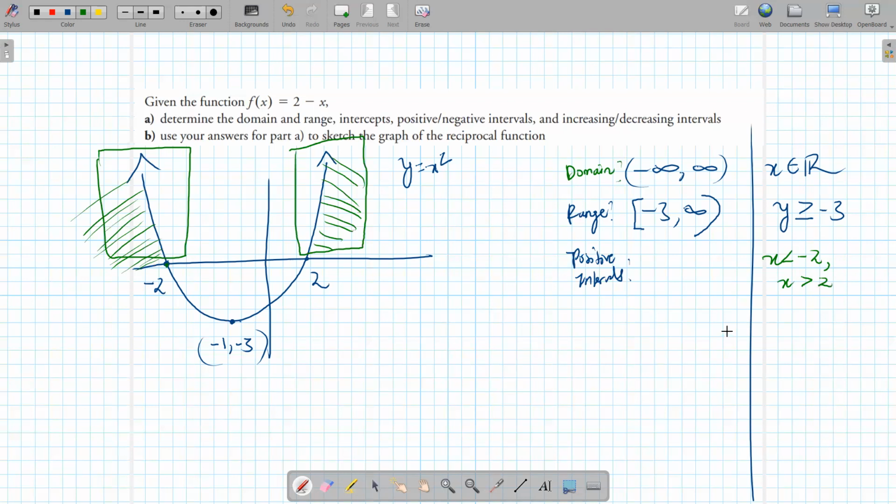In terms of the set notation, you can say -infinity to -2, it's positive. And then when there's multiple intervals, you have to use something called a union. This just means and. Then 2 to infinity. Why are 2 and -2 not inclusive here? Why are they exclusive?